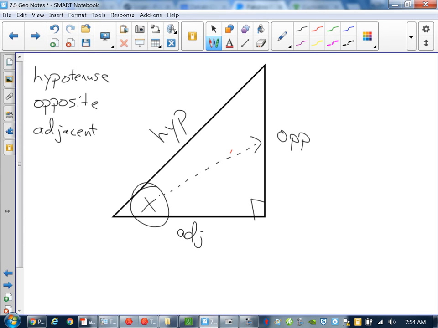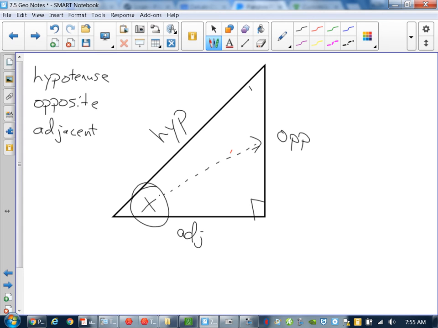So, what happens here is when you place yourself in a triangle at one of the angles, your hypotenuse never moves. The side opposite you and the adjacent can switch depending upon which of the other two angles you are located. Okay? So if I'm placed here, I'm always looking at my opposite. Next to me is always my adjacent.